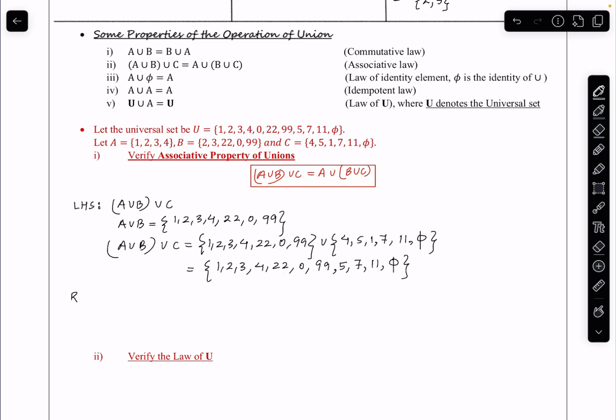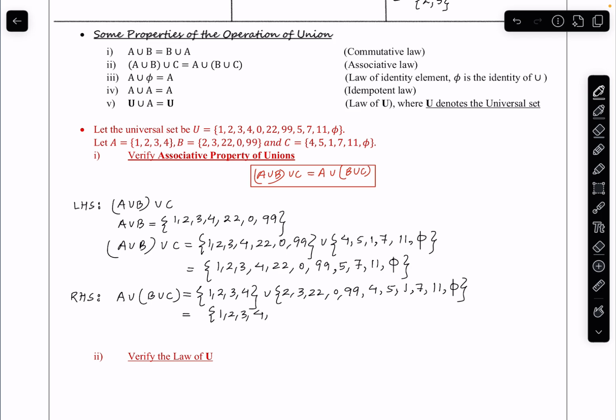In a similar manner, we do the right hand side. So I'll skip the work this time. A union B union C is the same as, so A is 1, 2, 3, 4. Union of B and C would be 2, 3, 22, 0, 99, a 4, a 5, a 1, a 7, an 11, and a 5. So when you collect the elements of both of them, it becomes 1, 2, 3, 4, and then 22, 0, 99, 5, 7, 11, and a 5.